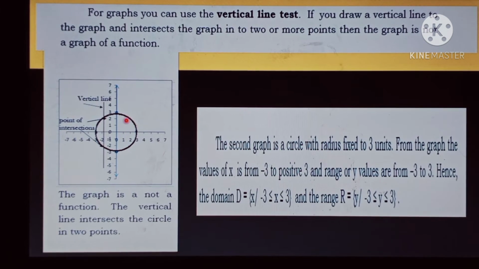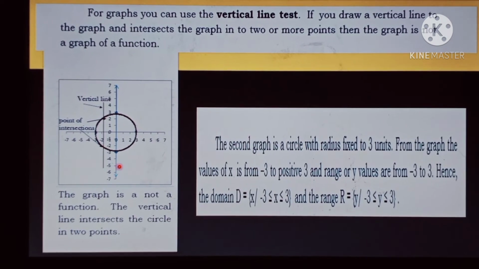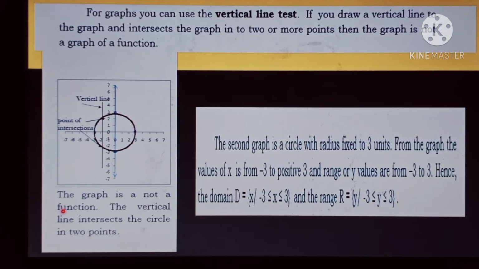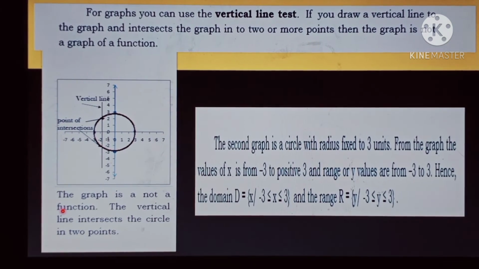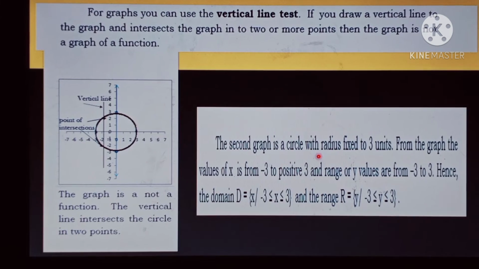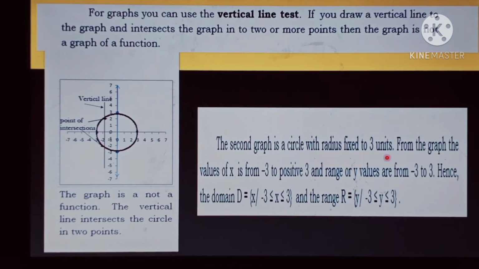So, for any part of the circle, when you draw a vertical line test, there will be 2 points of intersection. Therefore, the graph is not a function. This is only a relation. The vertical line intersects the circle in 2 points. The second graph is a circle with radius fixed to 3 units. Since it is the radius, that is fixed.